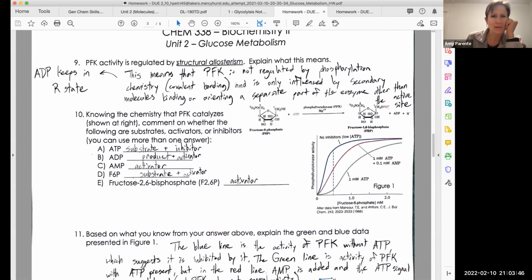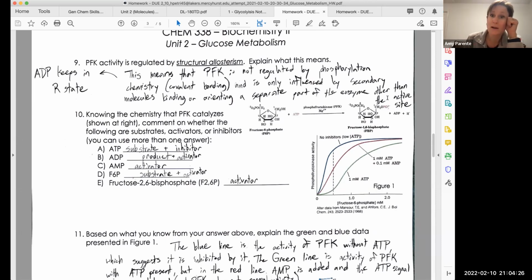PFK is regulated by structural allosterism. Explain what this means. Structural allosterism, to define it, is binding a small molecule that regulates whether you're in the R state or T state. Let's see what he says here. This means that PFK is not regulated by phosphorylation, which is true with phosphorylation chemistry. He says covalent bonding; that's called covalent modification. I'm highlighting things that are not quite correct in his answers. He says it is only influenced by secondary molecules binding or orienting a separate part of the molecule other than the active site.